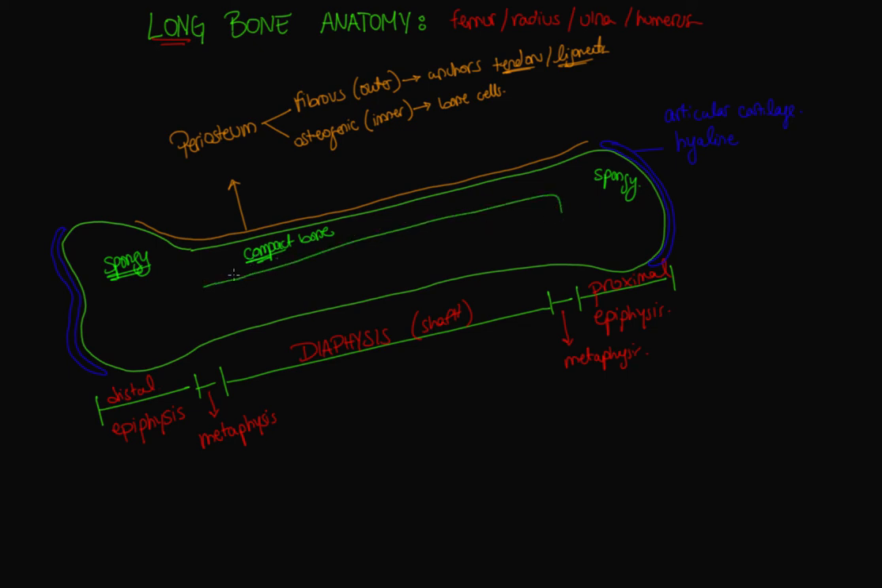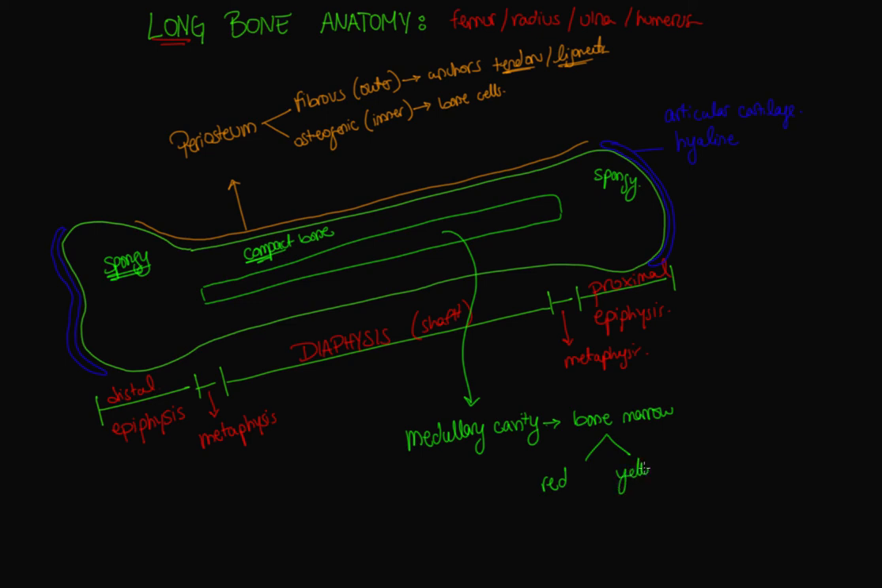Inside the bone, really in the center of the diaphysis, we have a cavity. This cavity we call the medullary cavity. It's just a space inside the bone, and this space is actually really important because this is what contains your bone marrow. We have two types of bone marrow, red bone marrow and yellow bone marrow.